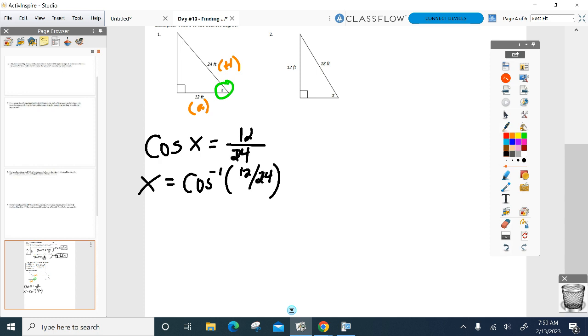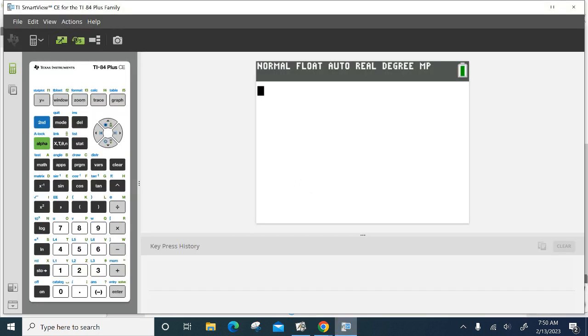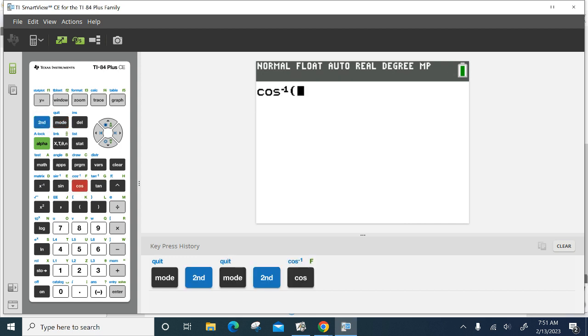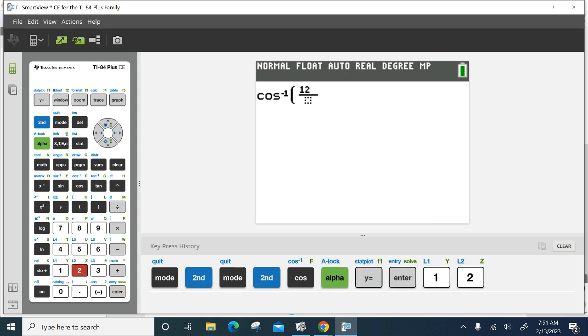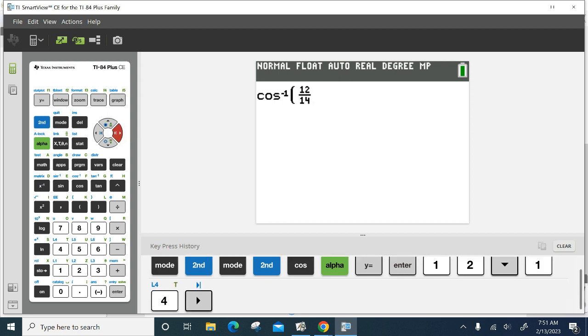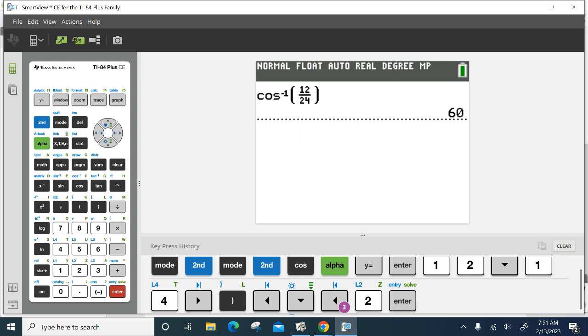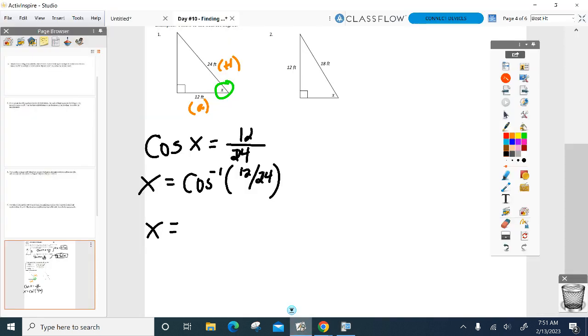All right, so I'll go with you. We go to the calculator. I just make sure I'm in degree mode. Second cosine to get to the inverse. Fraction template, 12 over 14. That's 60 degrees.